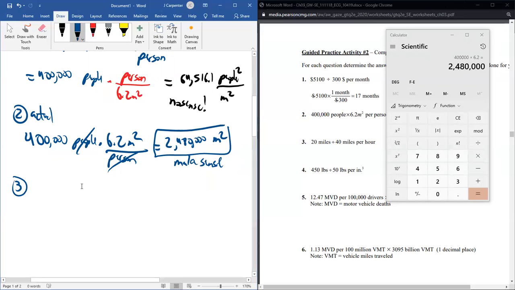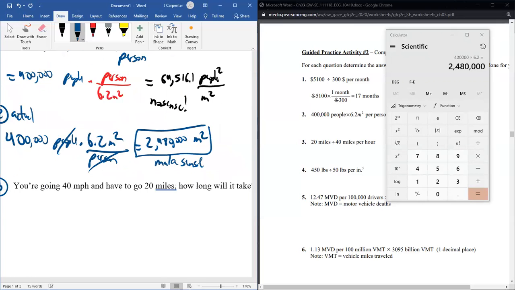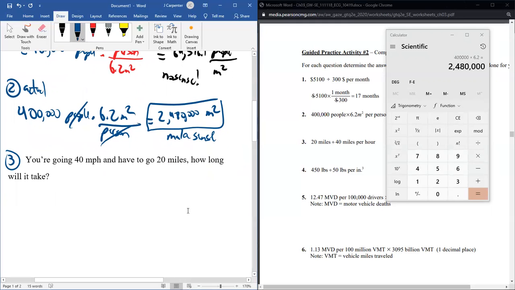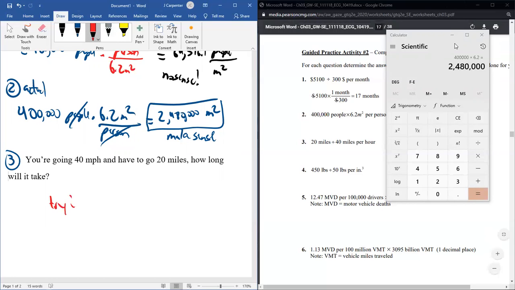In fact, I'm going to type that up for fun. So you're going 40 miles per hour and have to go 20 miles. How long will it take? So this is the real quantitative reasoning problem to number 3, and this is just the math that you end up doing. So maybe you try doing the 20 miles. So again, let's try this. Again, and I'm going to do this wrong. I'm not doing what problem 3 says.